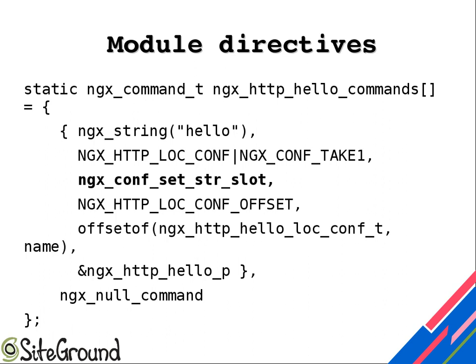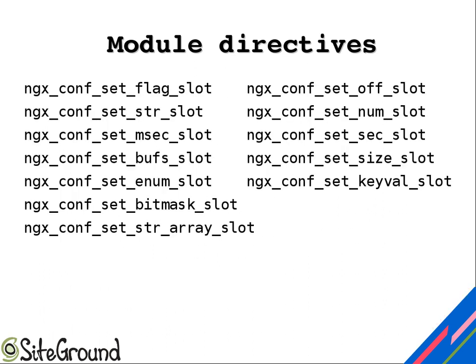Then you have directives, where this should be read to. It would be in the context of location, and after that you have to say where it should be put to. Here you're writing the pointer to your configuration structure, and you're setting which element from this structure should be written to. This is the name. Offset of is again from Nginx, it automatically finds your structure, finds the element so that it knows where to put your data.